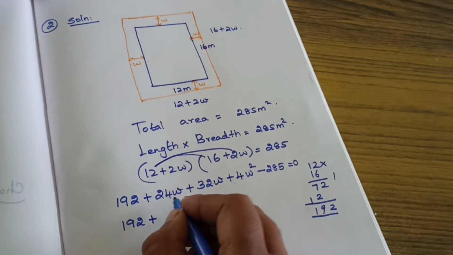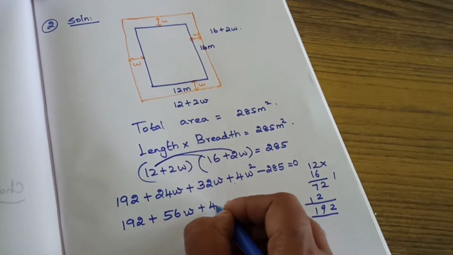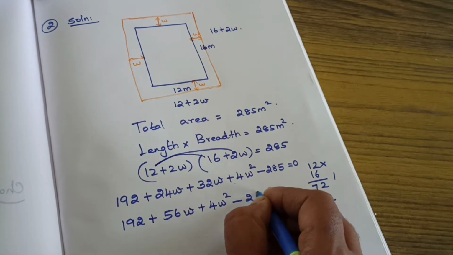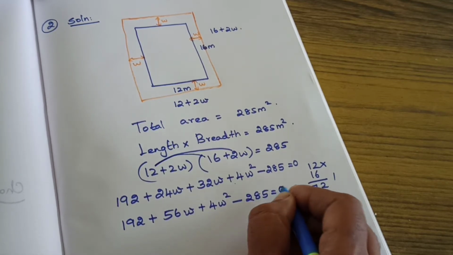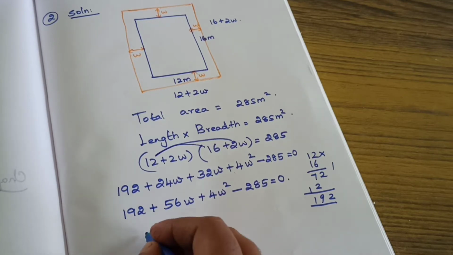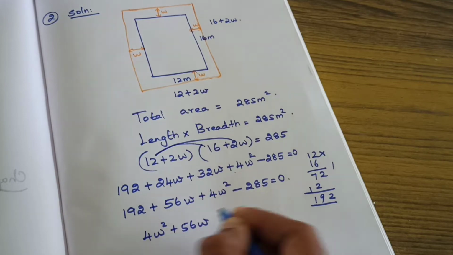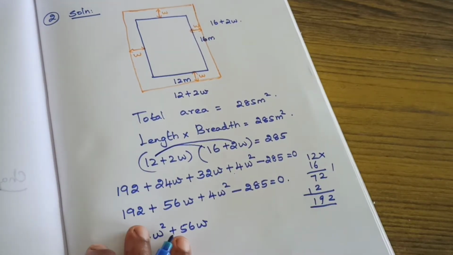192 plus, here add this: 56w plus 4w square minus 285, which is equal to 0. Now shall we arrange it in order? So 4w square plus 56w and subtract this 285.